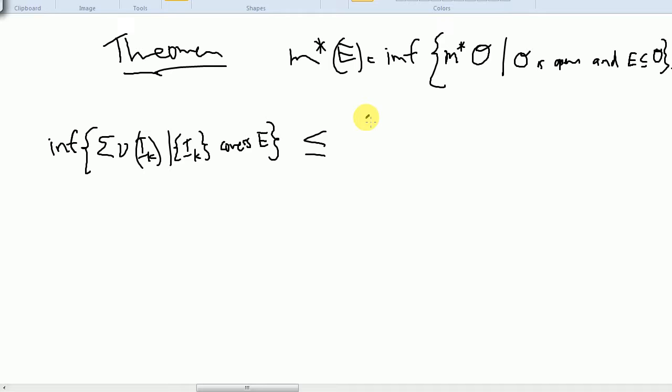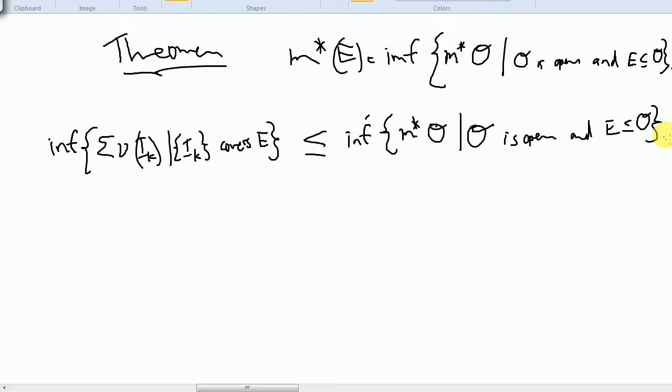And that's going to be less than or equal to the infimum of the M star of O, such that O is open and contains E, because if we have an open set, every open set can be written as the union of countably many disjoint open intervals. And so automatically every open set can generate a cover of E with the same measure.